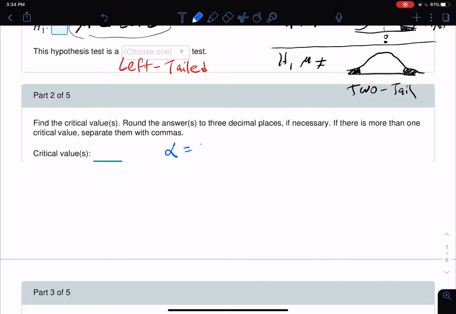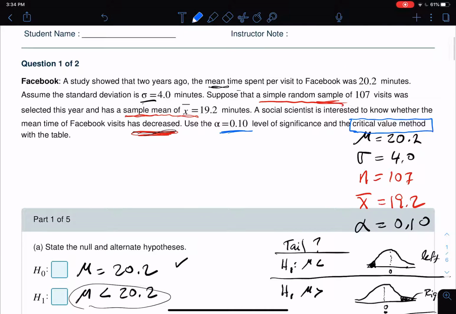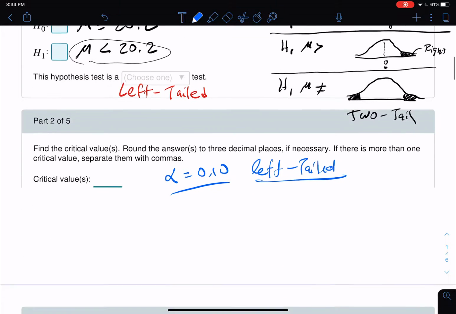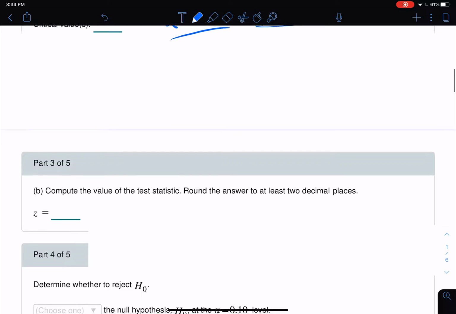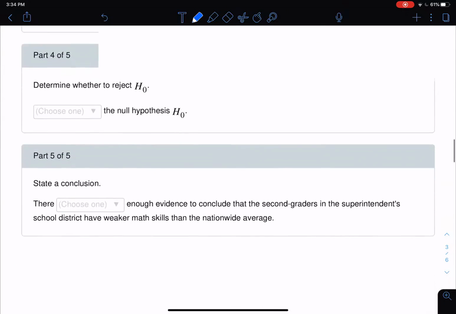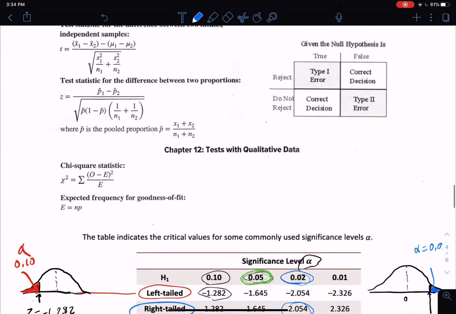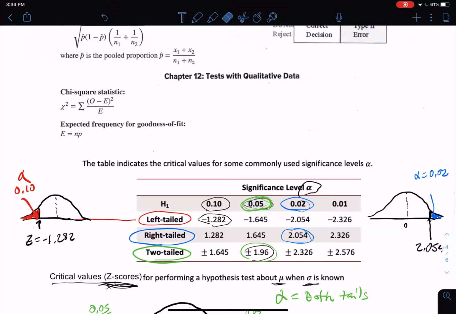For our critical value method, to get our critical value, it's super important to know that the alpha is 0.10, and we'll also need to know that it's a left-tailed test. And if you know those two things, and you also know that we have a population standard deviation, that means we're going to be using the z test statistic in a sec. But before that, we need to know this critical value, and we can get it from this nice little table that I showed you earlier.